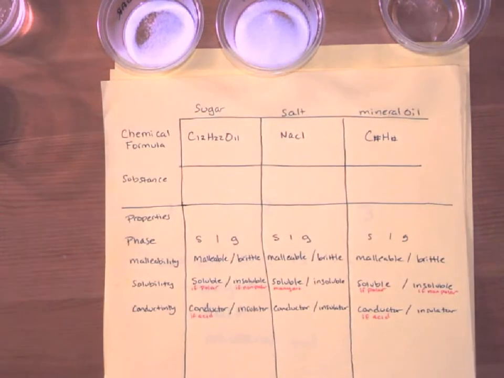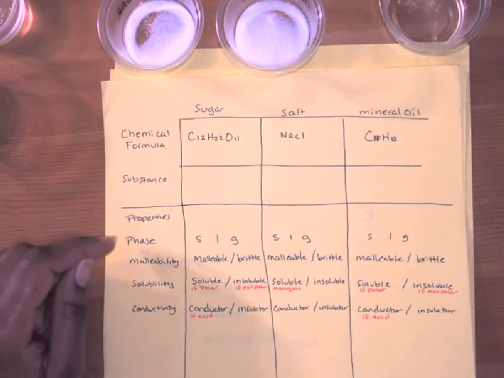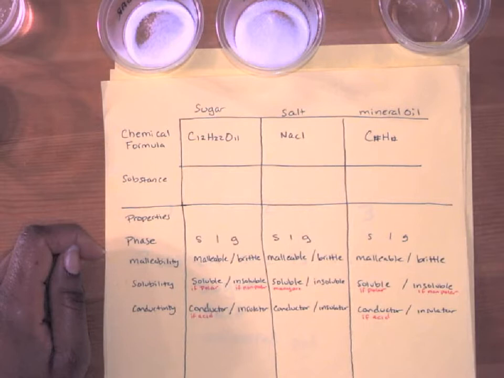Taking a look at their chemical formulas, what I want you to do is determine what type of substance it is. Is it an ionic compound, a covalent molecule, or a metal? Pause the video now, and we'll come back in just a moment.